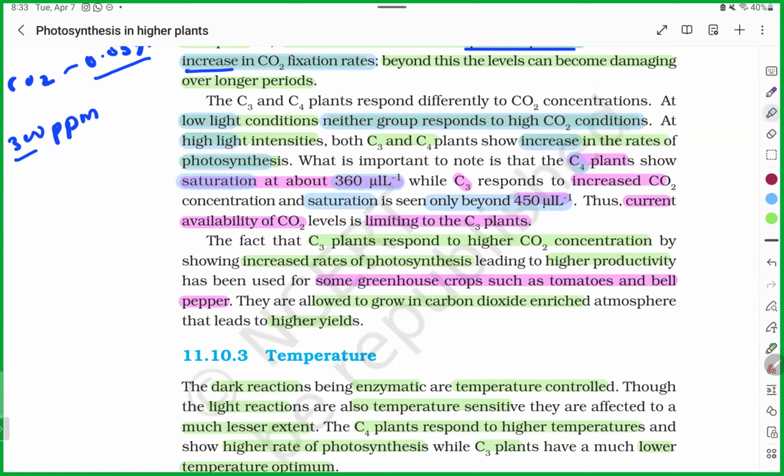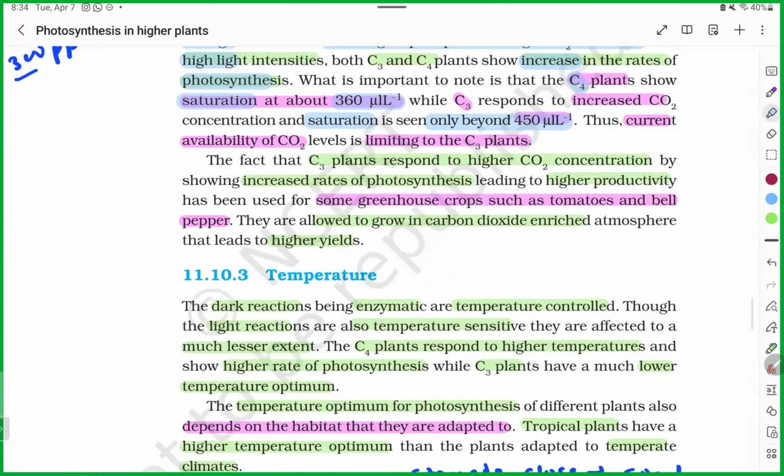तो which one is better? ऋषिकेश, कौन सा बेटर है ऋषिकेश? Of course C4, because they need less CO2. Correct? The fact is that C3 can respond to high CO2 concentration by increasing the rate of photosynthesis and more productivity. And we can use this by using ग्रीन हाउस क्रॉप.